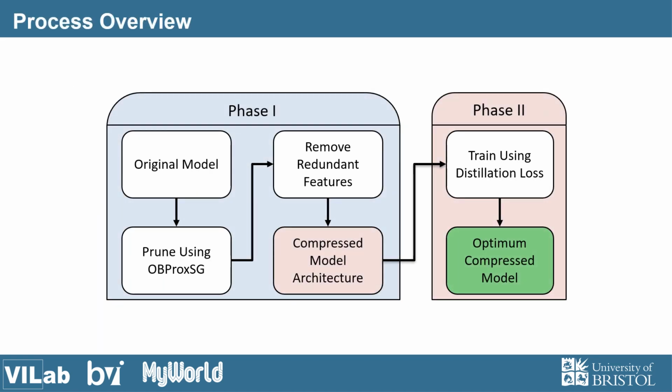As an overview, we start with a large, slow model, prune it using a state-of-the-art pruning optimizer, and use the outcome to shrink the original architecture, resulting in a student architecture for knowledge distillation. We then train the model using a novel distillation loss, which will result in an optimum compressed model.